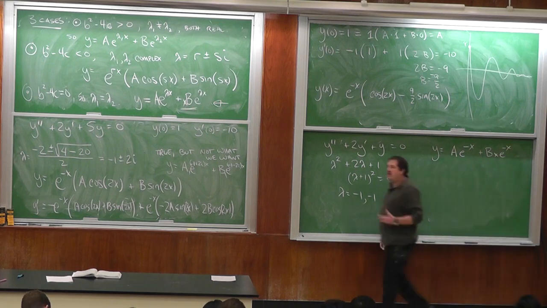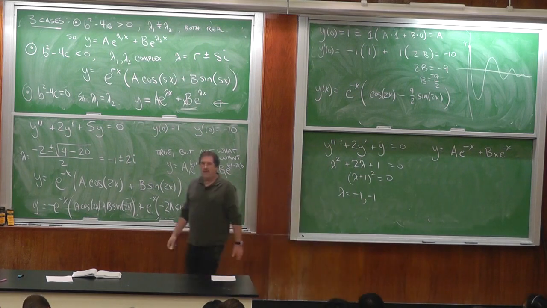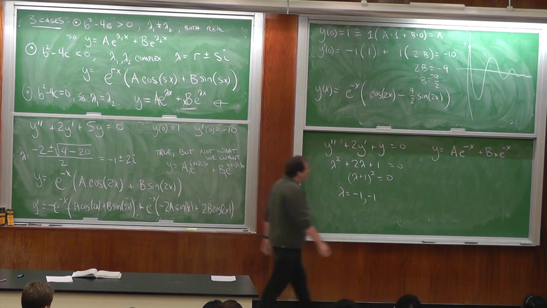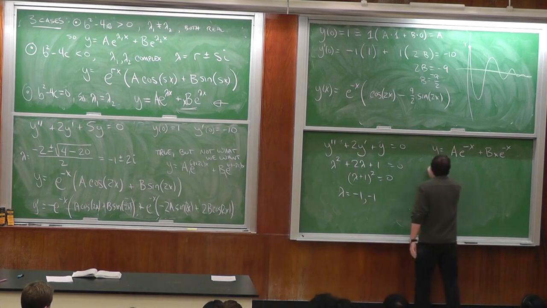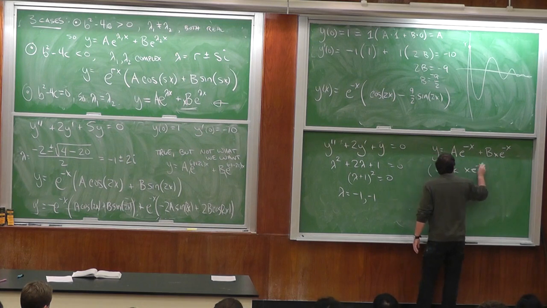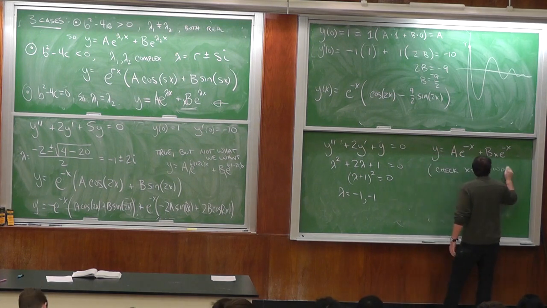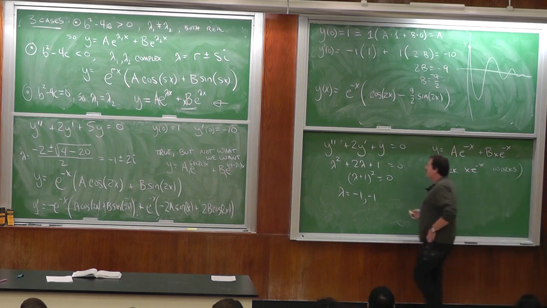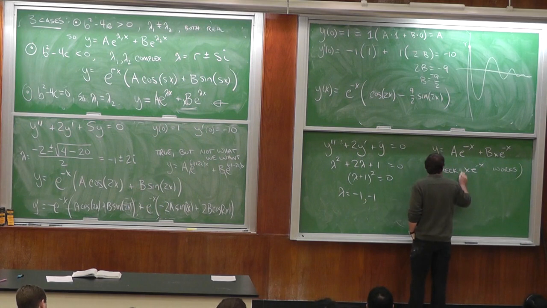Now, let's just check that this works. I'm just going to claim it looks like that. Actually, I'm just going to check that x e to the minus x is the solution. Because we already know if we have one solution and we add it to another one, in all of these equations, the solutions add together. So let's just check that x e to the minus x works.